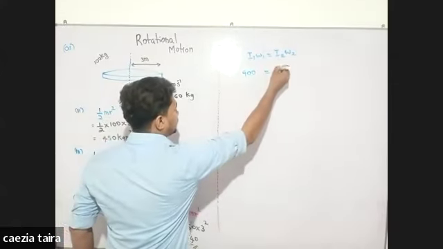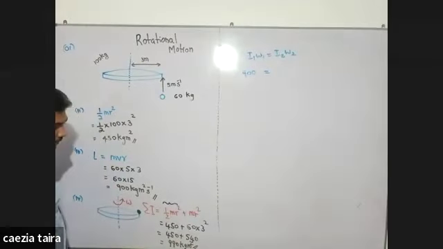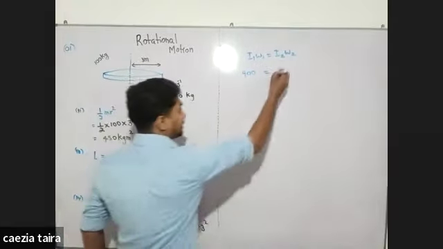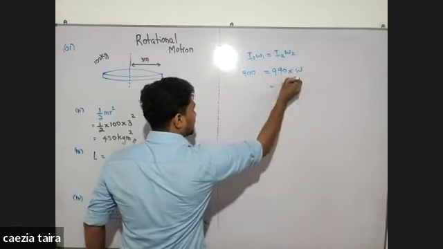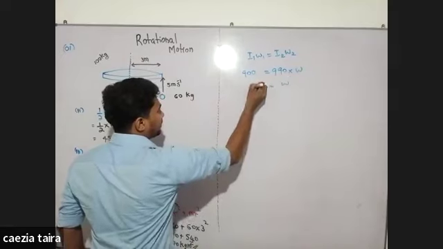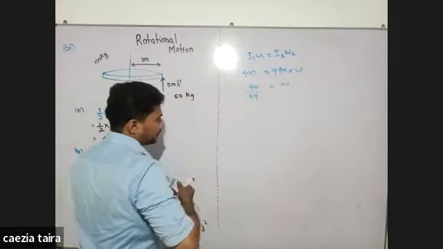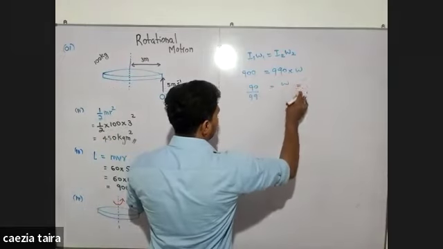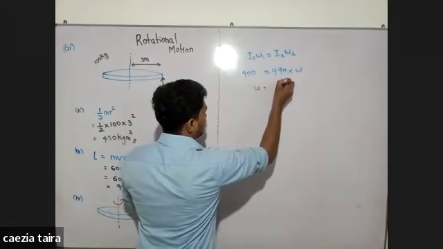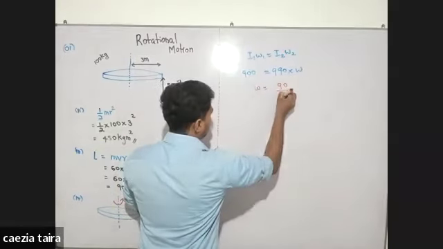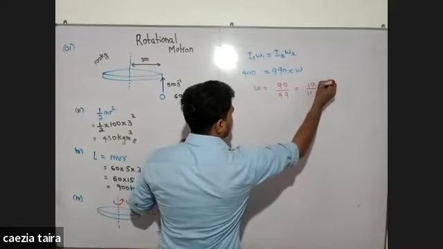Now in the second instance, the total moment of inertia is 990, and let's consider the angular velocity as omega. If I further simplify this, we can get the answer.